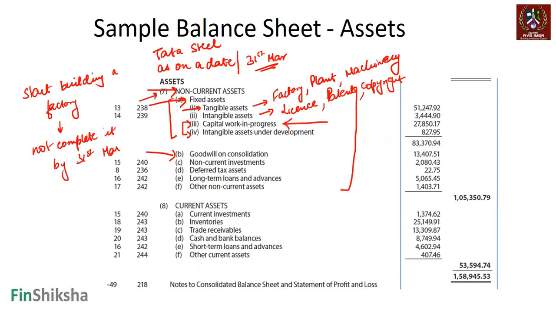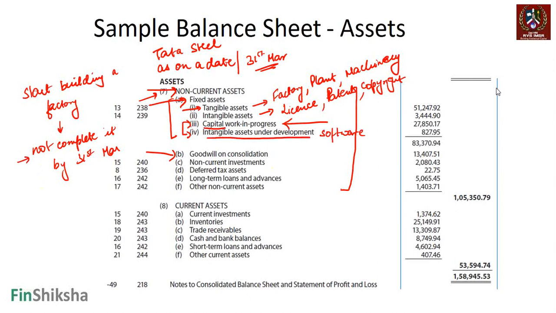Now remember, this work in progress is different from the work in progress we've seen earlier for inventory, and hence we put this prefix capital, which basically says that these are tangible fixed assets which are being developed at this point of time but have not completely been developed. Then similarly, you could have an intangible asset that is under development. So you could have a software, for example, that you are making, but you have not completed it by 31st of March. Those would get classified as intangible assets under development.